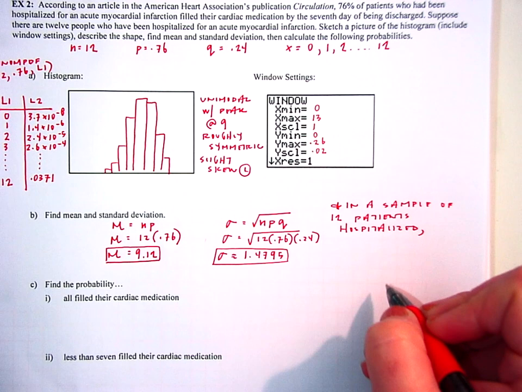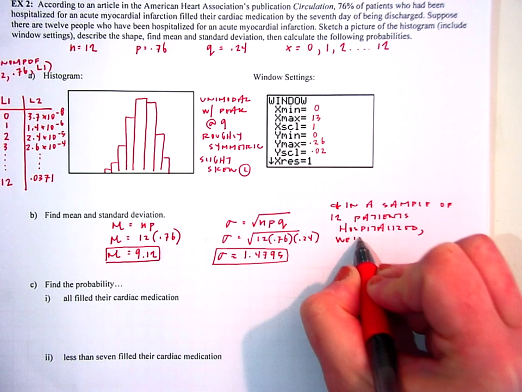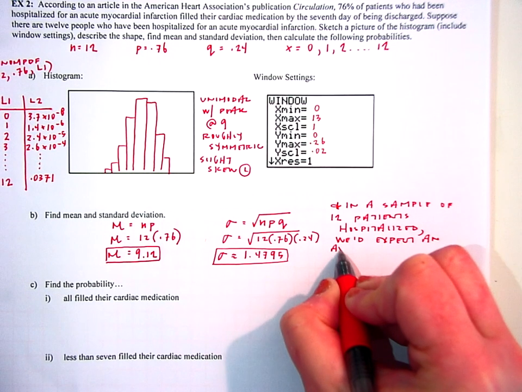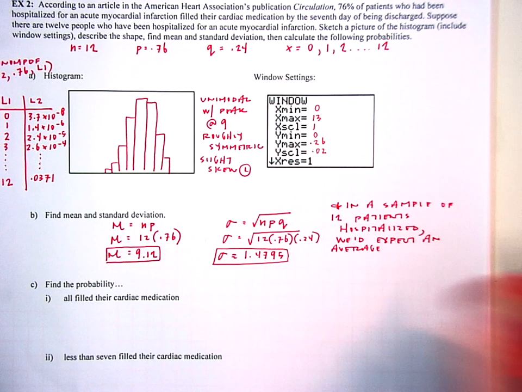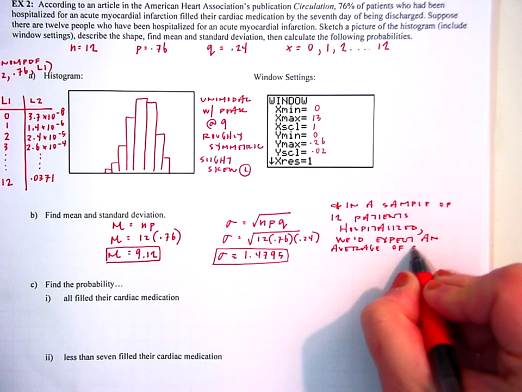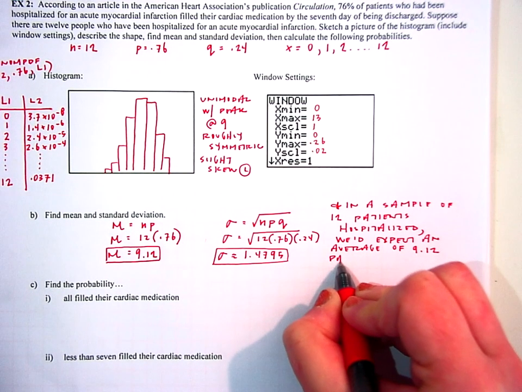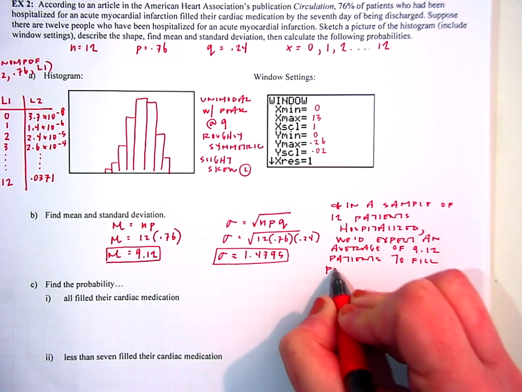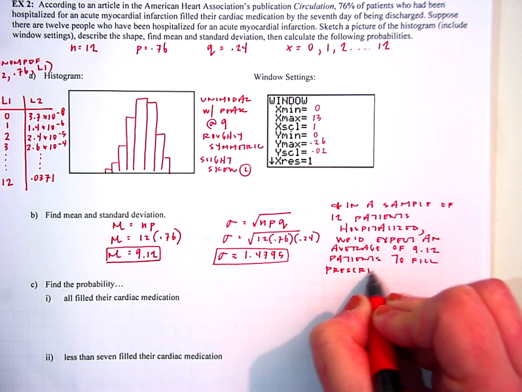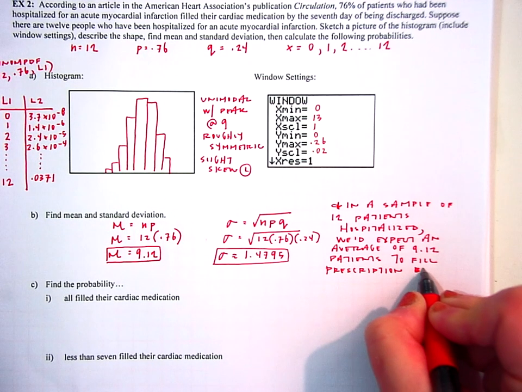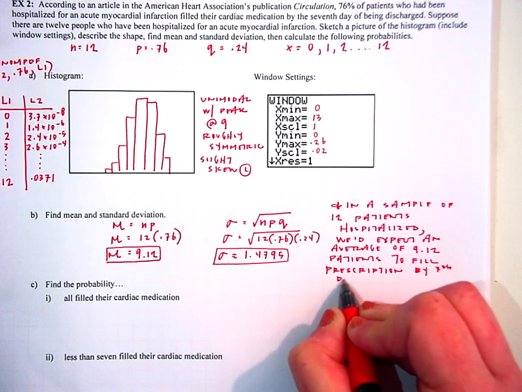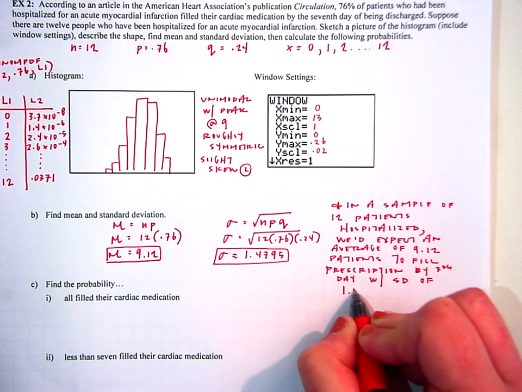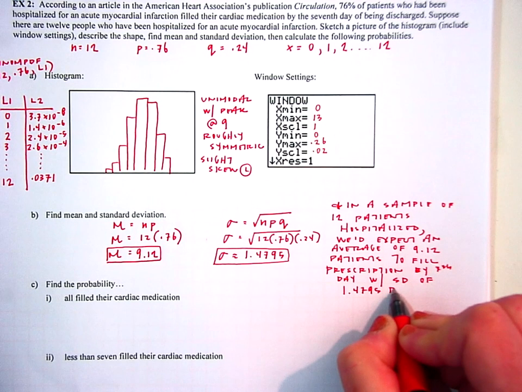In a sample of 12 patients hospitalized, we'd expect an average of 9.12 patients to fill their prescription by that 7th day, with a standard deviation of about 1.4795 patients.